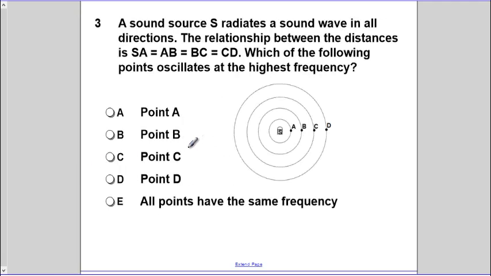So the question is now, which point oscillates at the highest frequencies? If we look at these points and we measure the distance between the crests and troughs, or the crest and crest, since those distances are all the same, A, B, C, and D will all experience the same frequency. The only way that they would have different frequencies is if the wave spacings were different. So we'll keep moving.